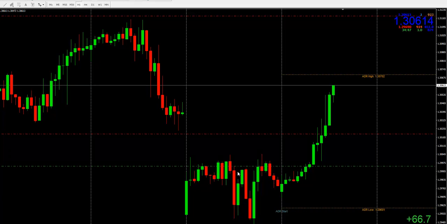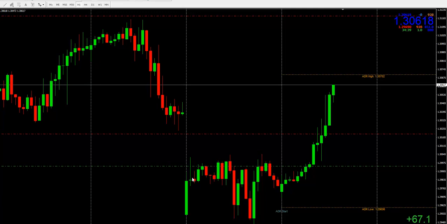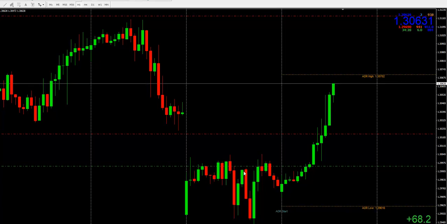So if you want to try trading gaps being filled, you will basically place your buy stop. In this particular case, you place your buy stop maybe above this candle, where it opened, believing that in due course the price would go up and fill that gap.